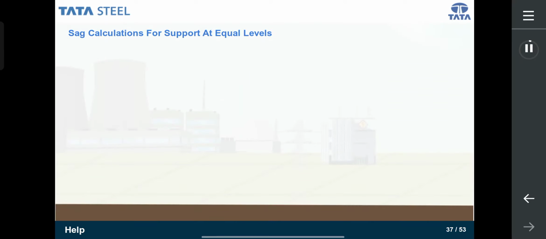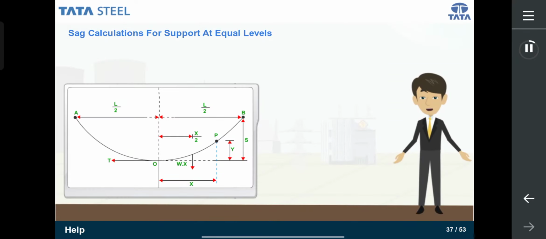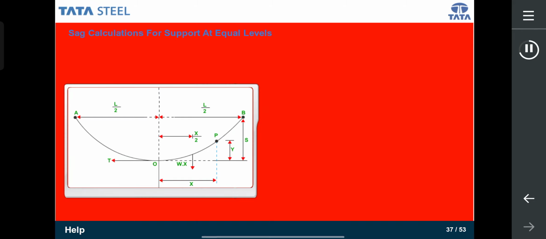These are the sag calculations for supports which are at equal level. Suppose AOB is the conductor, A and B are points of supports. Point O is the lowest point and midpoint. Let L be the length of the span, that is AB. W is the weight per unit length of the conductor. T is the tension in the conductor. We have chosen any point on the conductor, say point P. The distance of point P from lowest point O is x. Y is the height from point O to point P. Equating the moments of two forces about point O as per the figure above, we get the following.